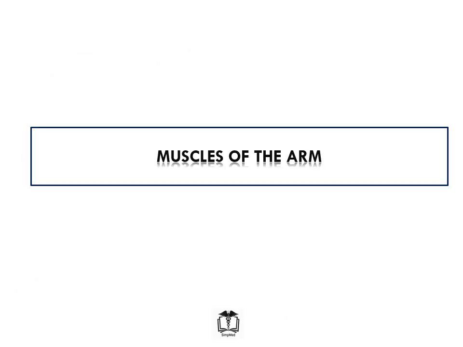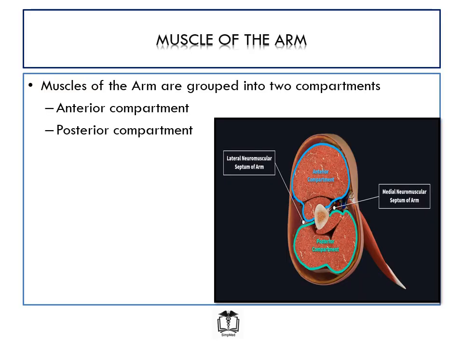Let's dive into the muscles of the arm. So there are two major compartments of the arm. We have the anterior compartment and the posterior compartment, and each of these compartments have muscles that tend to flank them, as well as different nerves that tend to innervate the muscles found there.